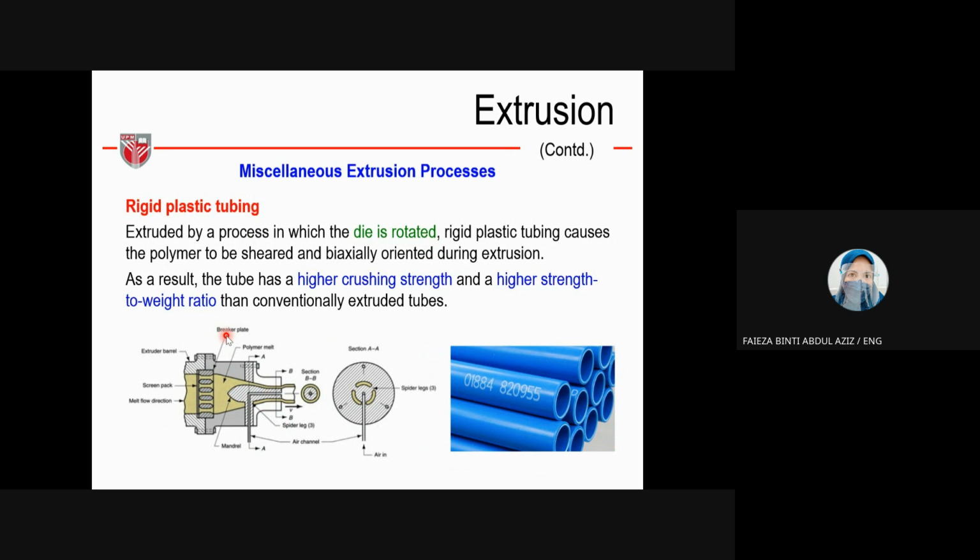Next is rigid plastic tubing, which is extruded by a process in which the die is rotated. So now the die is rotated. This causes the polymer to be sheared and biaxially oriented during extrusion. This can result in higher crushing strength and a higher strength to weight ratio. So these are the outputs of the rigid plastic tubing.